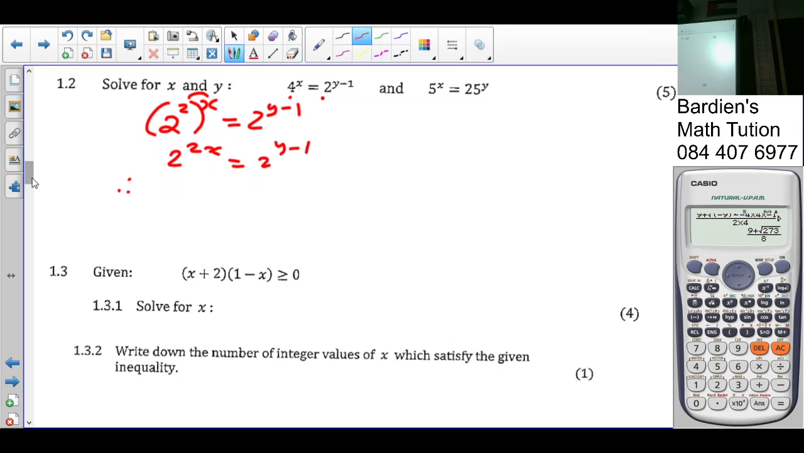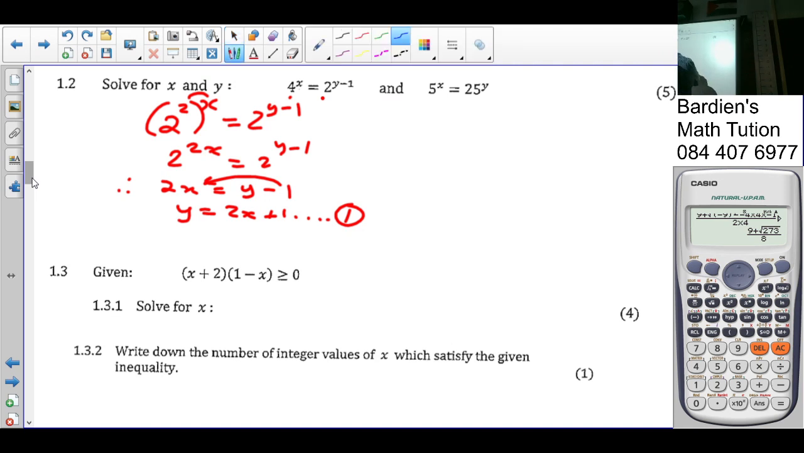So therefore, what can we conclude? 2x equals y minus 1. So you get over the equal sign. So y is equal to 2x plus 1. That's now equation 1. Right, you guys got it? So what do we do on the other end?